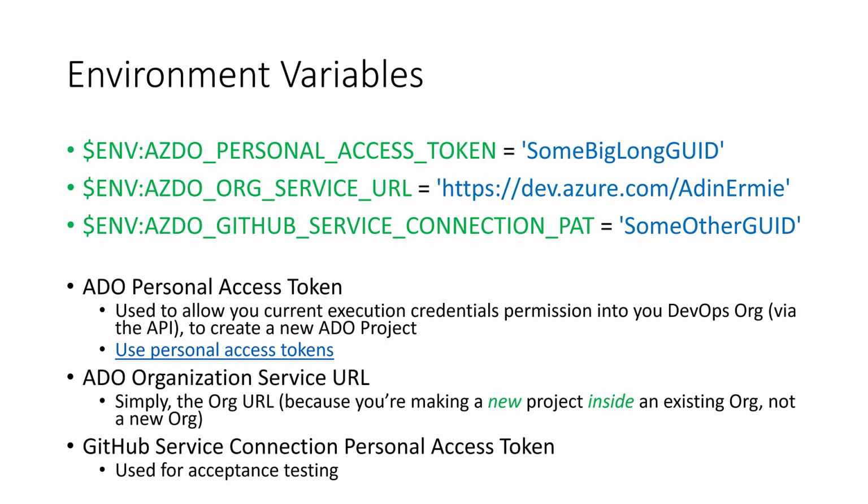Third, we have the GitHub Service Connection Personal Access Token, or PAT. This is used if you're going to use GitHub for an acceptance testing mechanism. Now, I don't do that in my demo today or in my code, but it's there for reference if that's something that you want to explore.